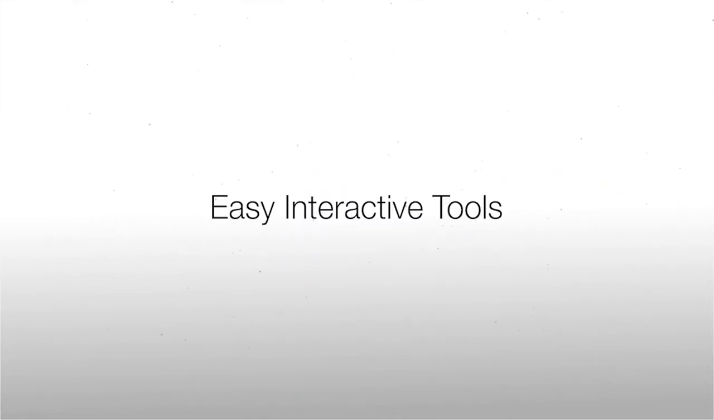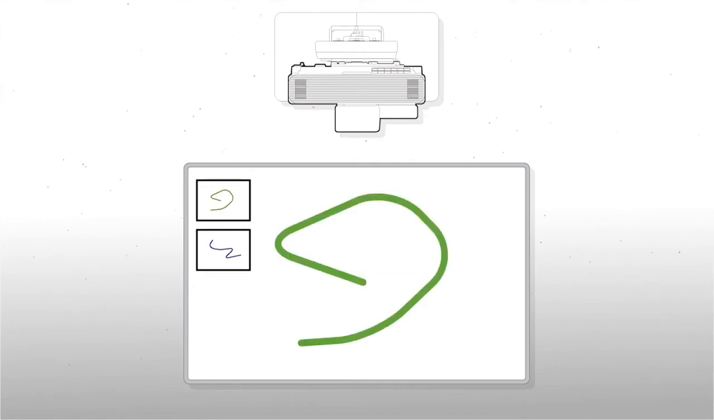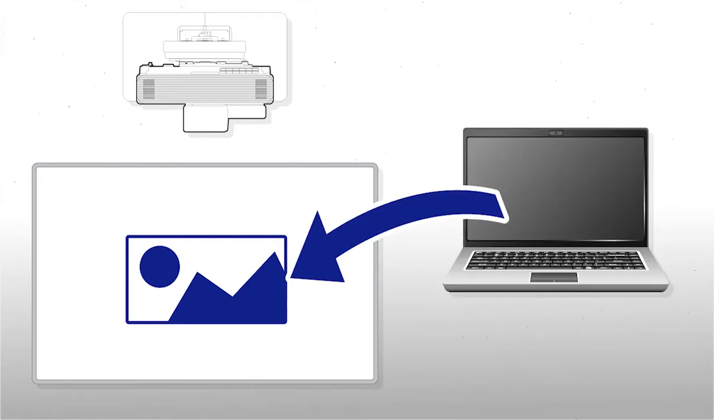You can use the whiteboard mode within Easy Interactive Tools, or EIT, to create a digital dry erase board where you can write and draw, add, delete and manage pages, and insert images from files on your computer or an attached document camera.